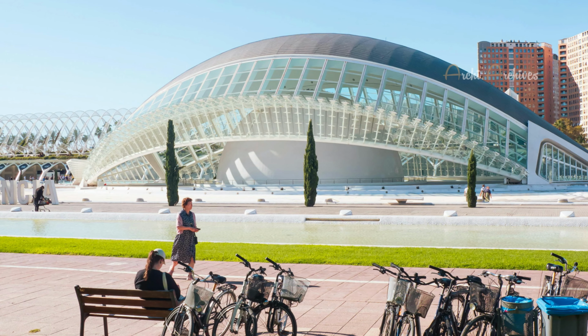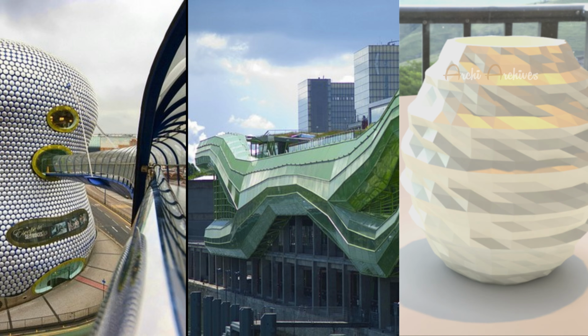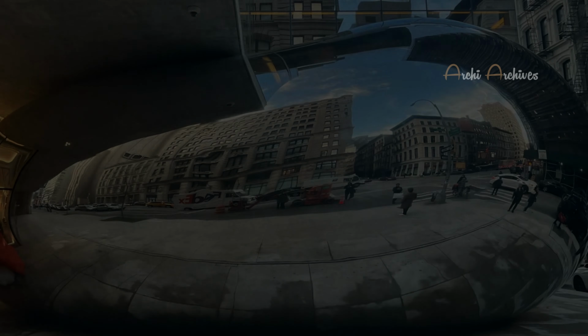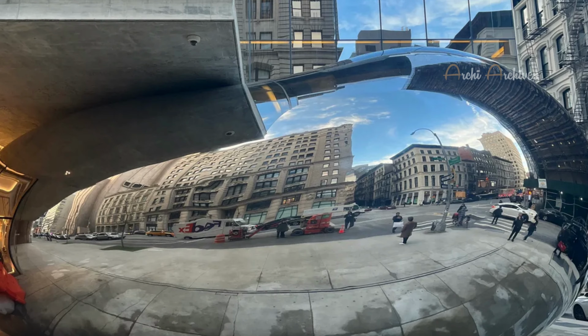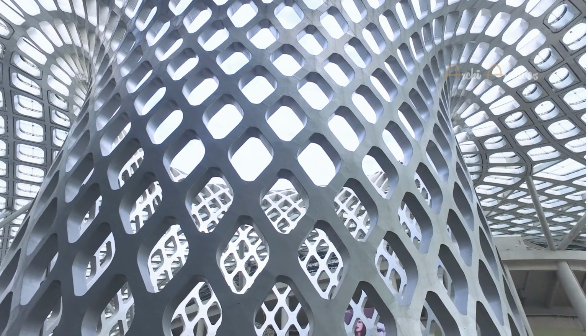It's a design language shaped not by rulers or right angles, but by algorithms, computer modeling, and 3D software that allow architects to sculpt freely in digital space. The philosophy behind Blobitecture is simple yet revolutionary. Form follows emotion, not function.